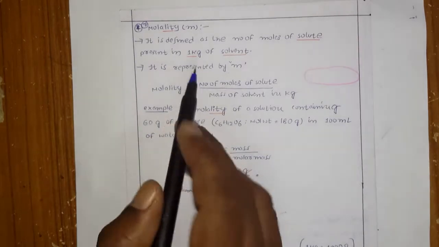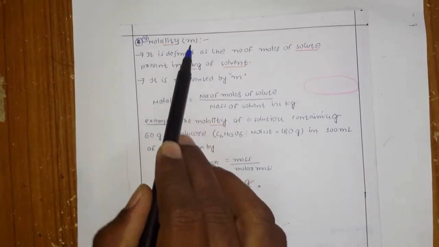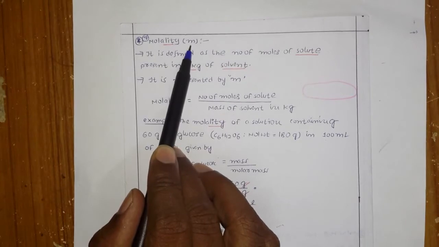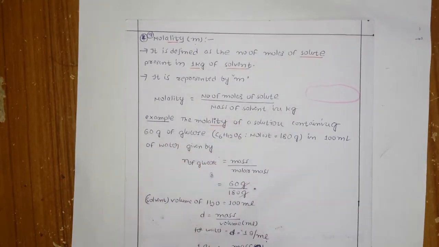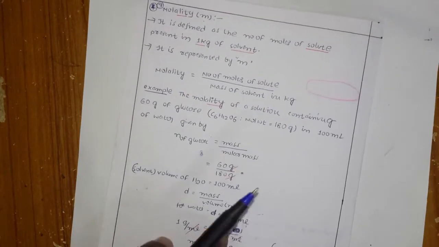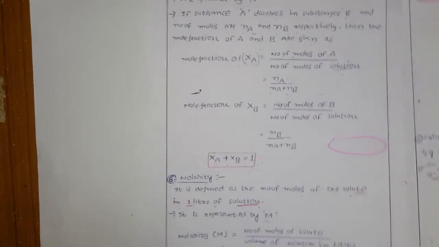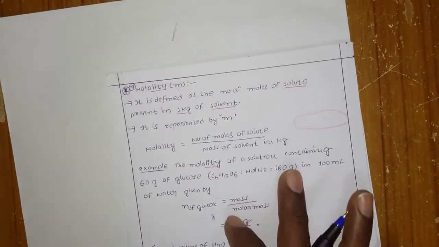This molality we will express with the small m. Molarity was expressed with the capital M, but here we will express with the small m. In the last class we expressed with the capital M, but here we will express with the small m.